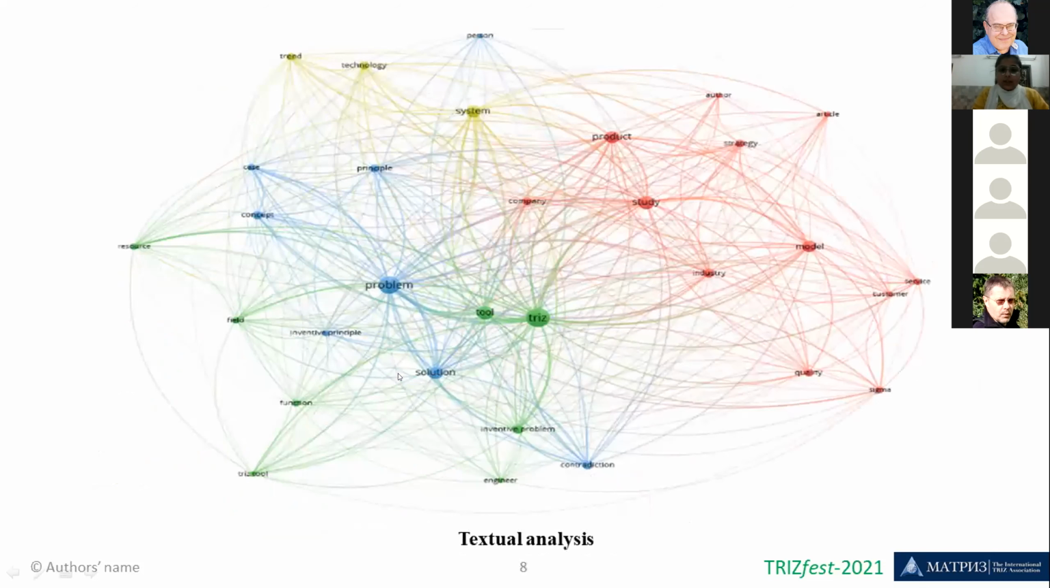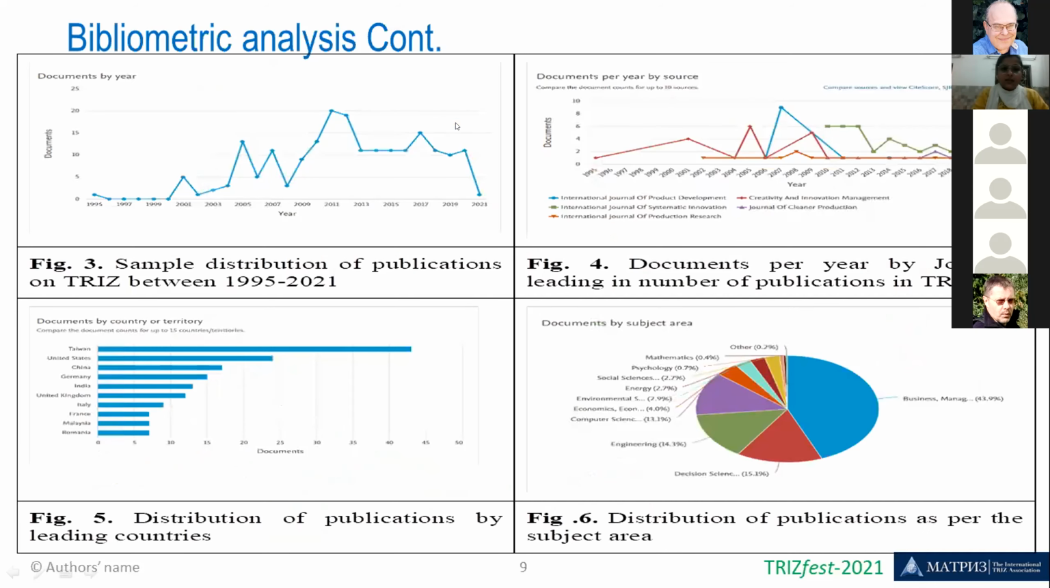Then we did textual analysis. Here you can see that the documents are about problems, TRIZ, systems, product, industry, model, customer, Six Sigma, TRIZ tools, resources. So this was about textual analysis. Then the next is the sample distribution of publications on TRIZ between 1995 and 2021.